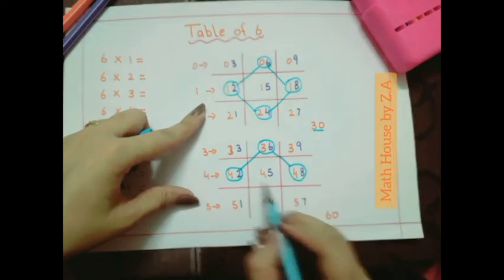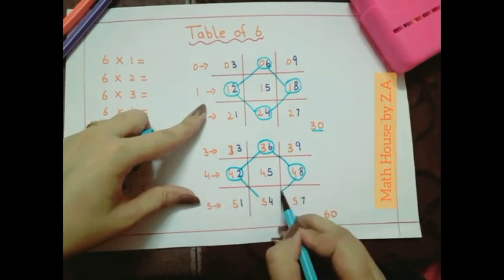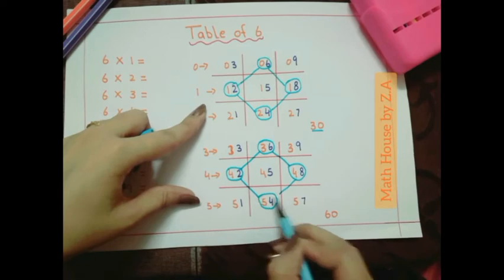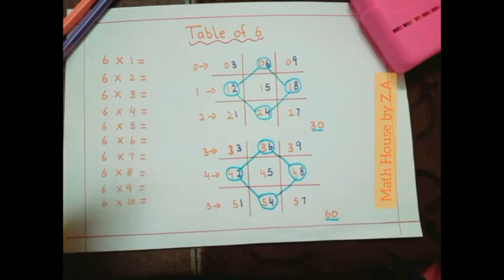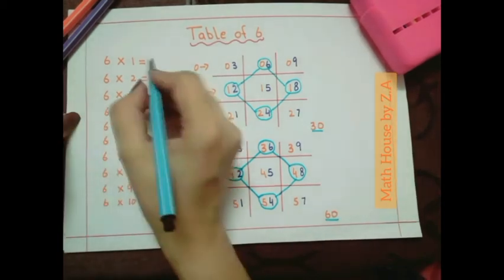So 48. And now connect 42 and 48 with 54. And the last number of your table is 60. So all these numbers we are going to use to write the table of 6.